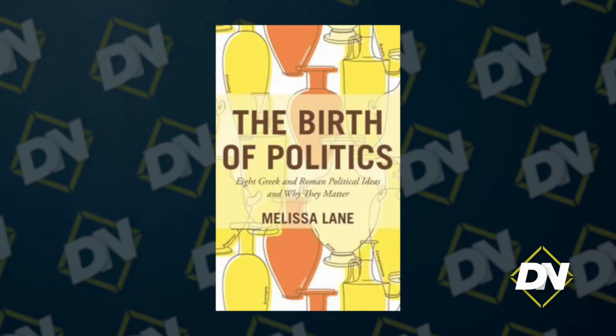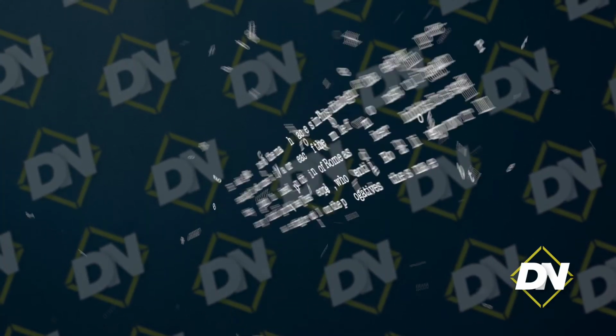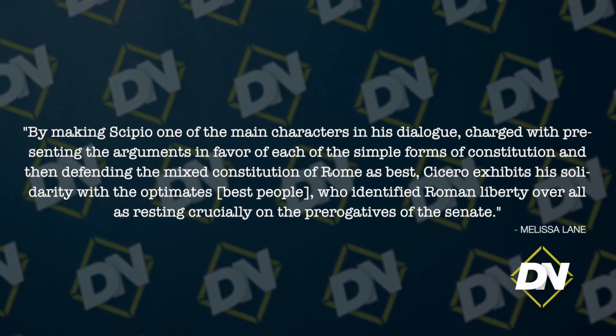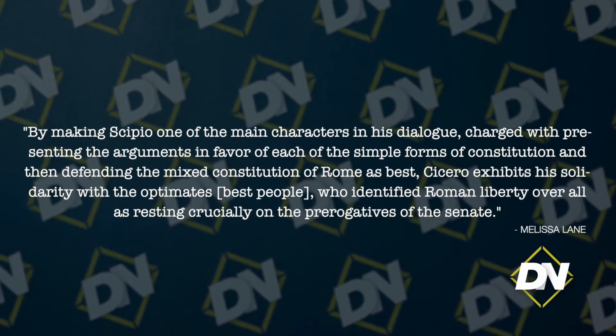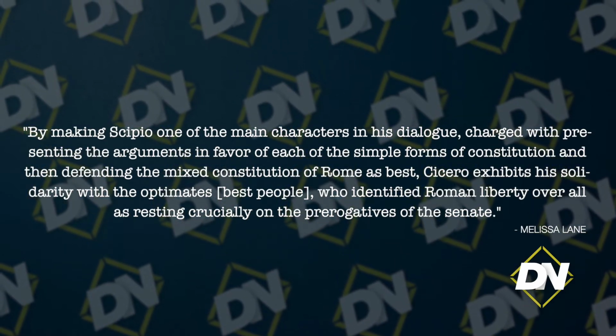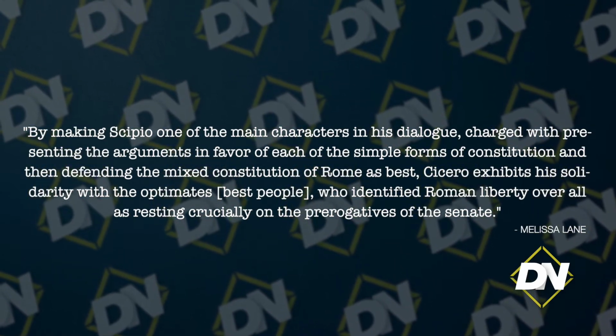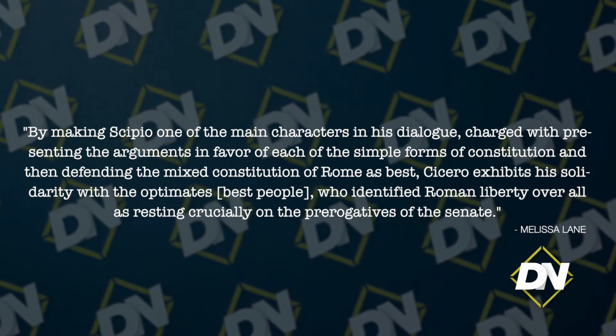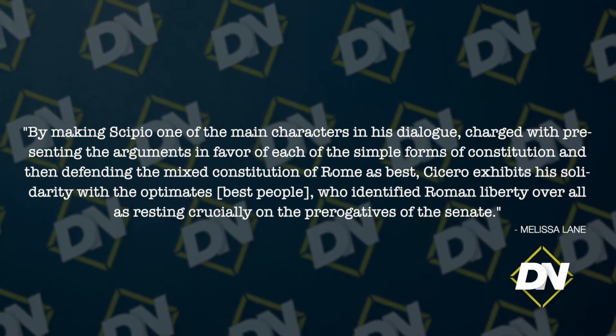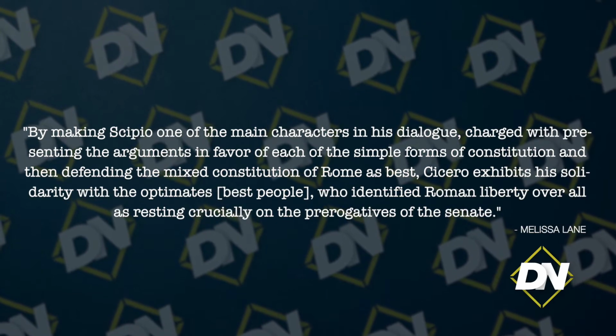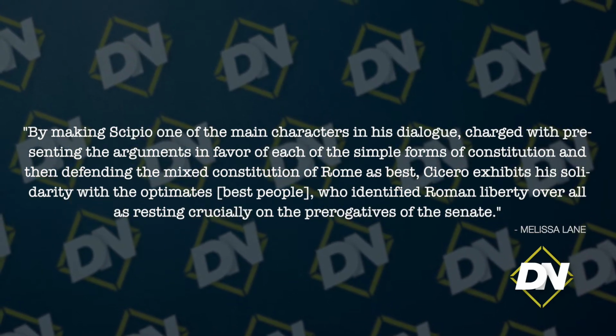Melissa Lane, in The Birth of Politics, writes about the Roman Republic and says, "By making Scipio one of the main characters in his dialogue, charged with presenting the arguments in favor of each of the simple forms of constitution, and then defending the mixed constitution of Rome as best, Cicero exhibits his solidarity with the optimates, best people, who identified Roman liberty overall as resting crucially on the prerogatives of the Senate."